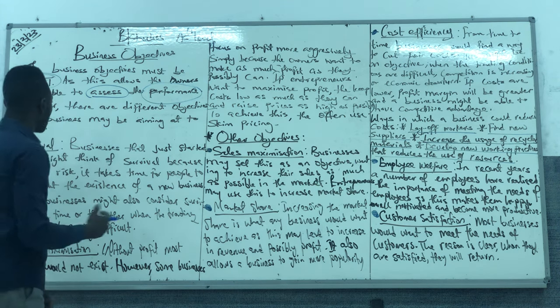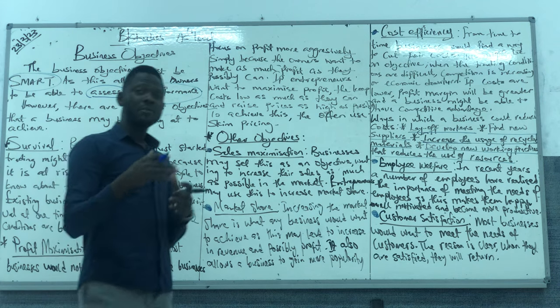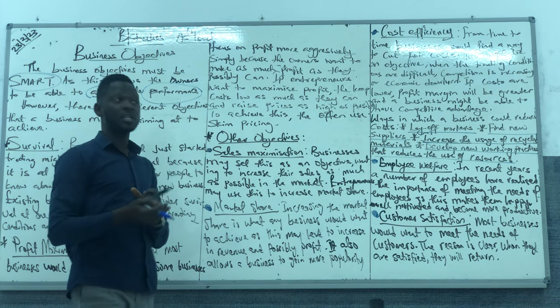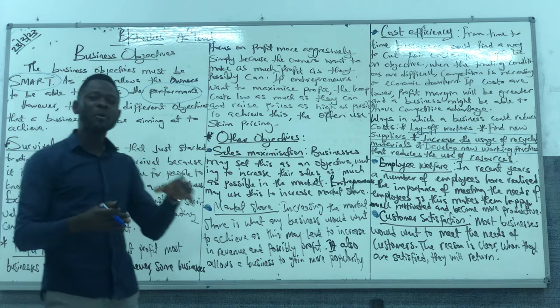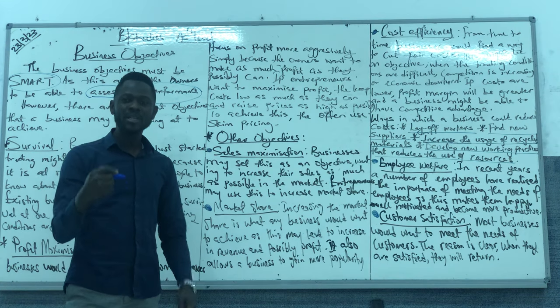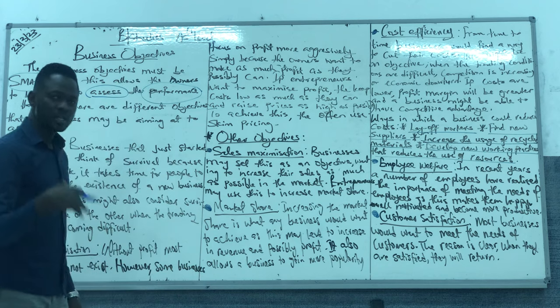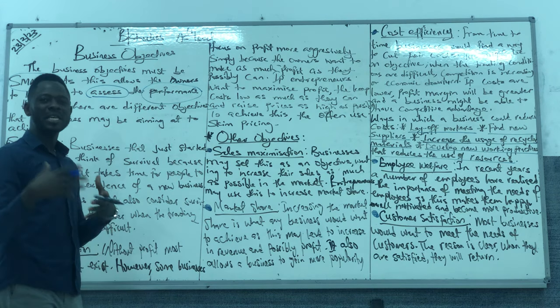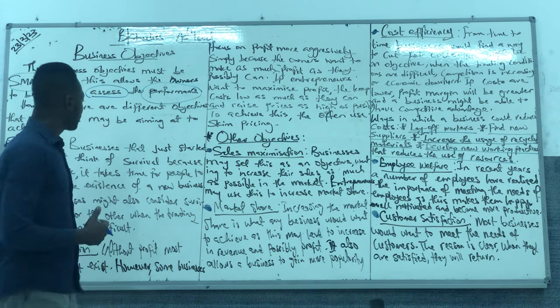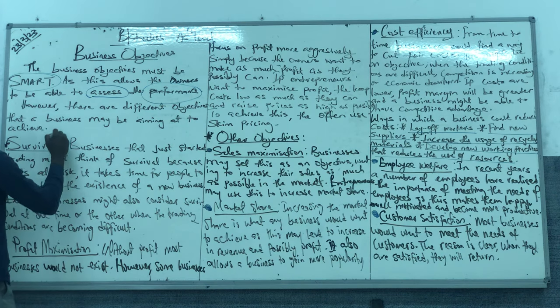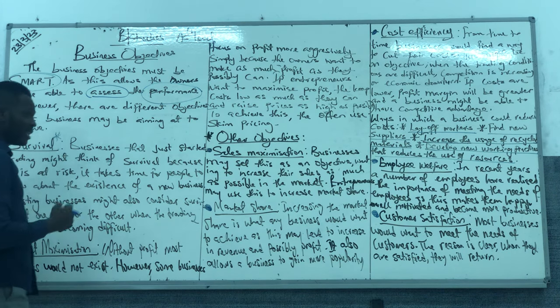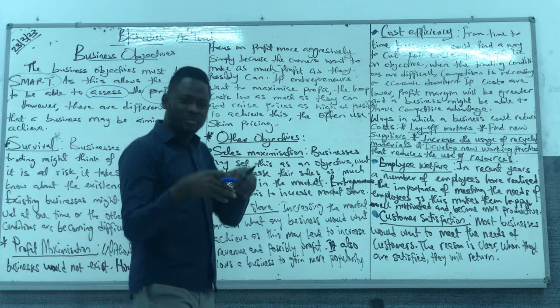That is done. Now, there are different kinds of objectives businesses might want to achieve. Why? Because at every point in time, businesses might have different situations that will make them want to change their objectives. So let's see the kind of objectives that businesses might really aim to achieve. Number one, survival. When you talk about survival, survival means being in existence.